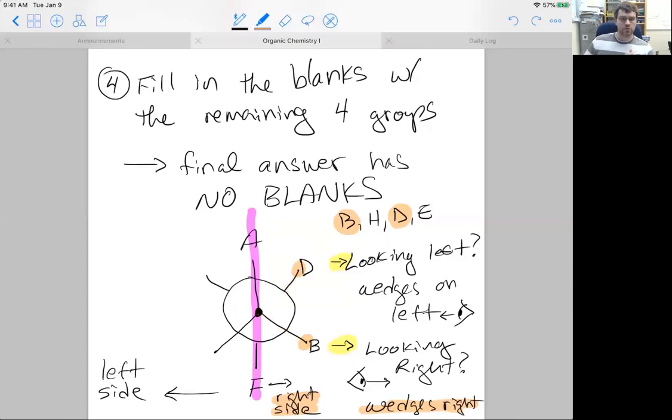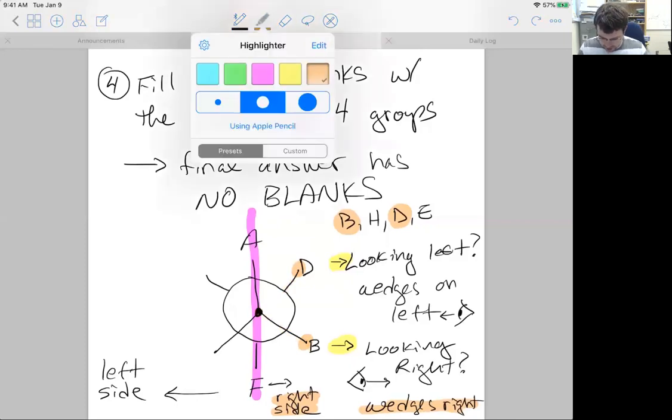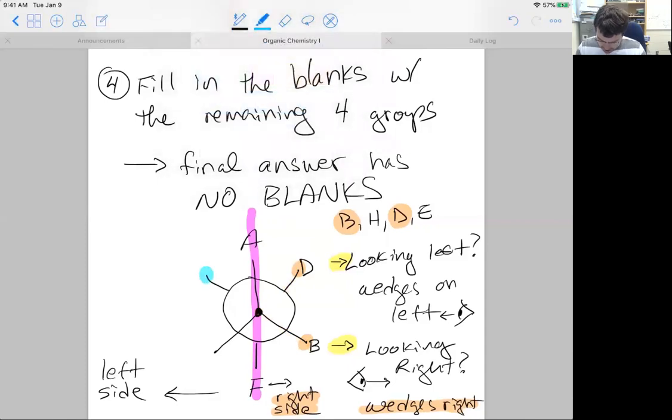Well, what about our dash groups? Our dash groups are just in the final two places on our Newman projection. And that's going to be H and E. Now I'm not looking left, so I'm not going to use that terminology. The eye defines what direction you're looking in. I'm not going to use the looking left, wedges on the left. These are dashes, okay? They just go in the last spot.